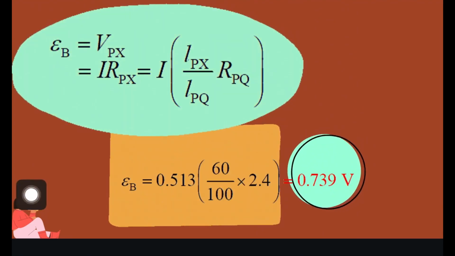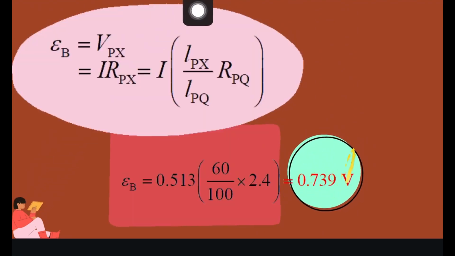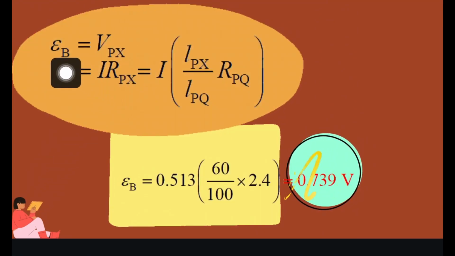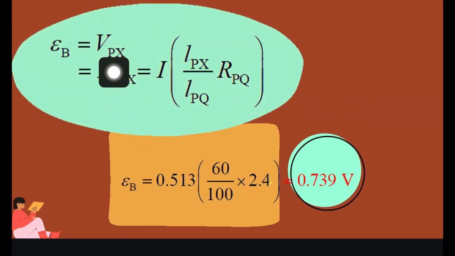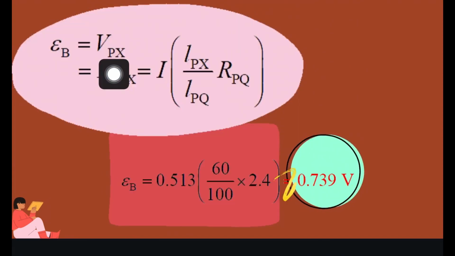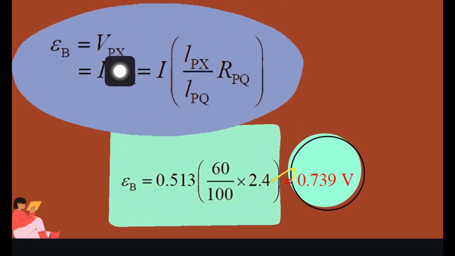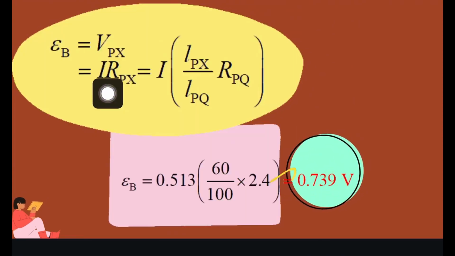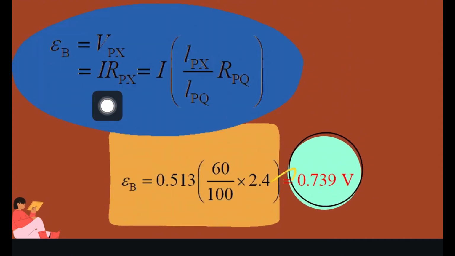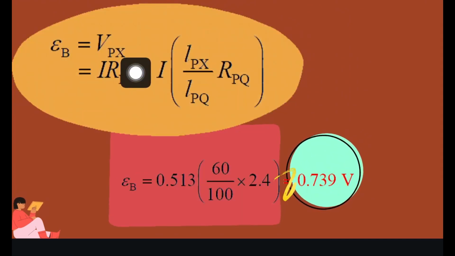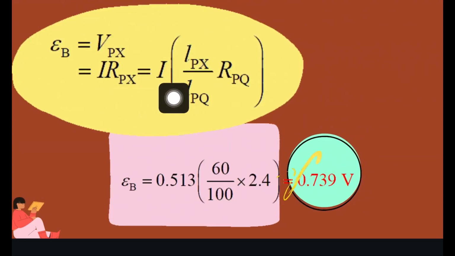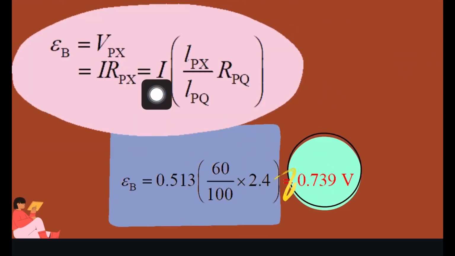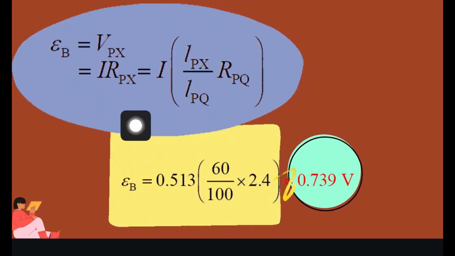So from the galvanometer, when the galvanometer reading is equal to 0, EB is equals to VPX. So for VPX, we are talking about PX, which means that it is equal to I at PX times R at PX. So that I is equal to 0.513. We had calculated it.